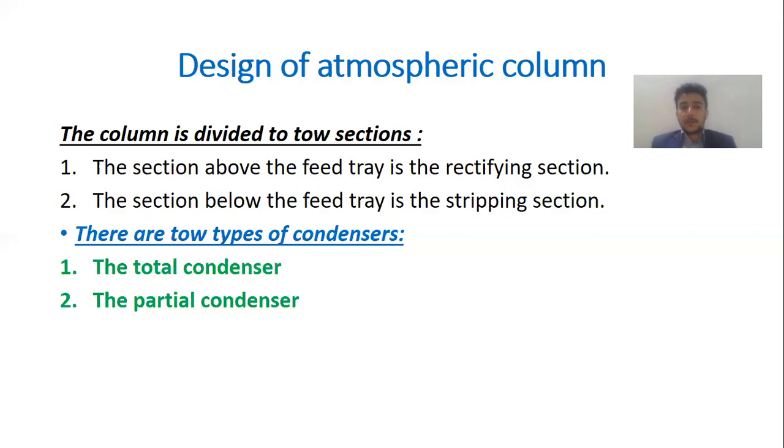So we have two main types of condenser with the atmospheric column: the total condenser and the partial condenser, especially at the top of the tower, to convert the vapor hydrocarbons into liquid hydrocarbons. The total condenser condenses all the vapor leaving the column into a liquid, while the partial condenser condenses only part of the vapor leaving the column into a liquid.